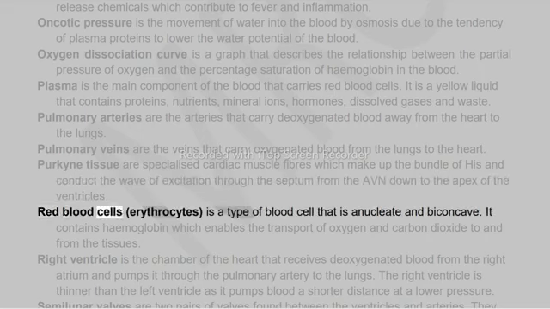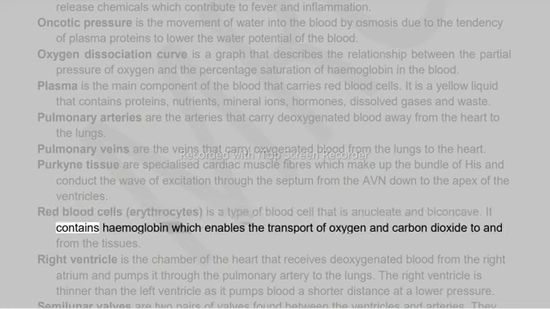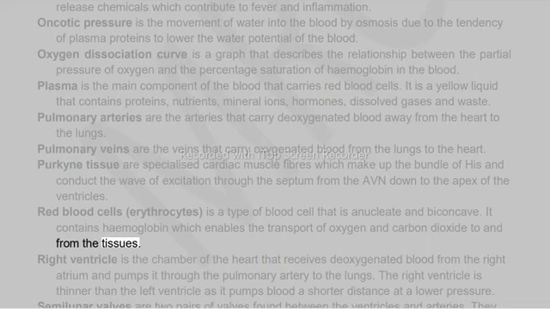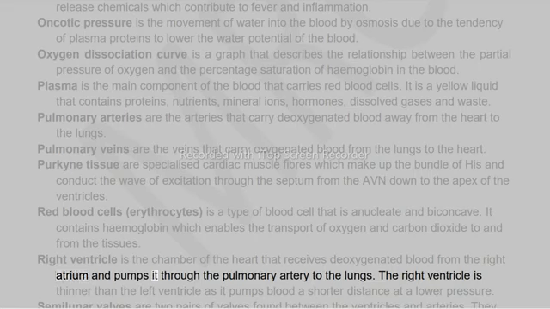Red blood cells, erythrocytes, is a type of blood cell that is anucleate and biconcave. It contains hemoglobin which enables the transport of oxygen and carbon dioxide to and from the tissues. Right ventricle is the chamber of the heart that receives deoxygenated blood from the right atrium and pumps it through the pulmonary artery to the lungs.